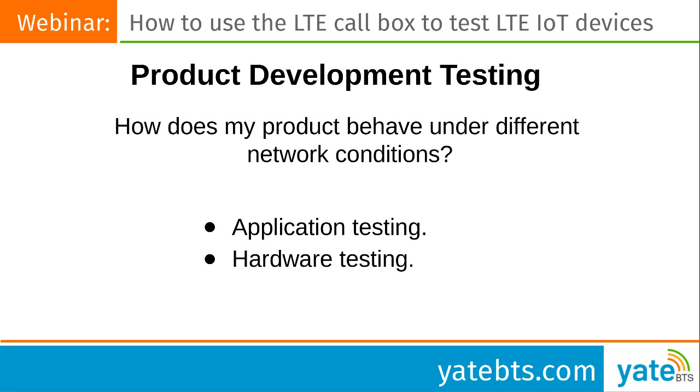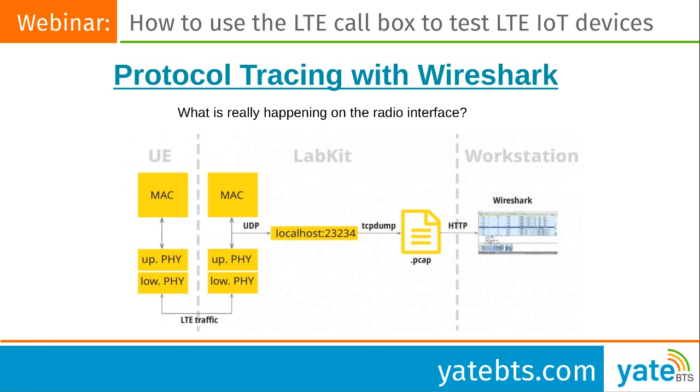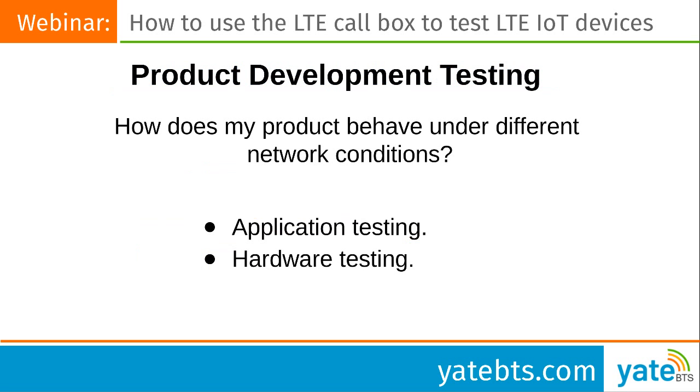And under product development testing, again, the big question is, how does my product behave under different network conditions? There are two aspects to this. One is application testing, the testing of your software and how it behaves, and the other is hardware testing. How does your actual IoT device hardware behave in testing? And we're going to talk about the different tools that are available through the LabKit to support this testing and some of the tests that you might want to do.